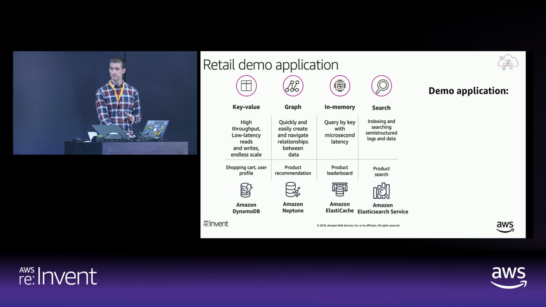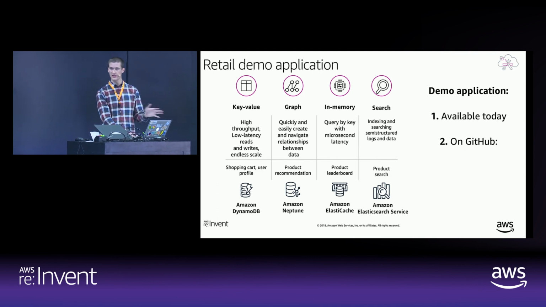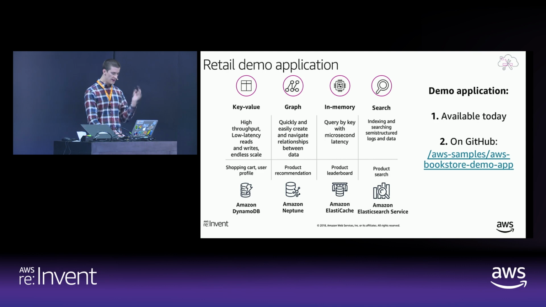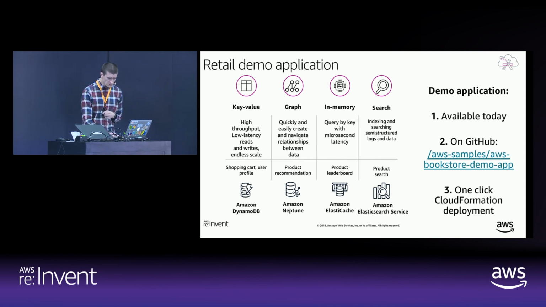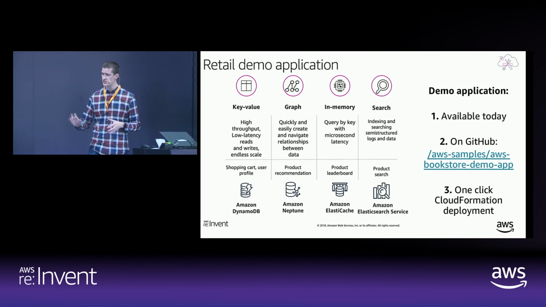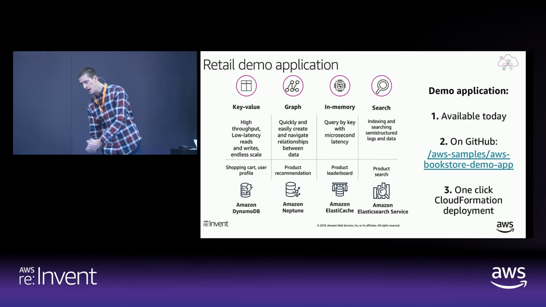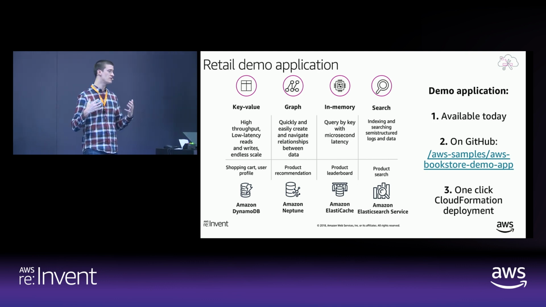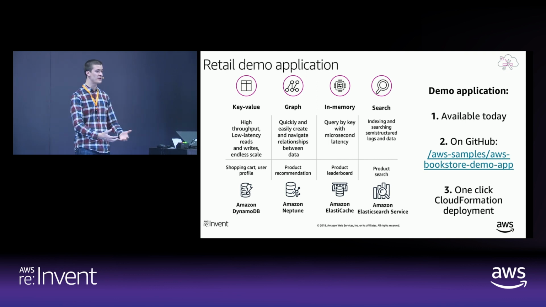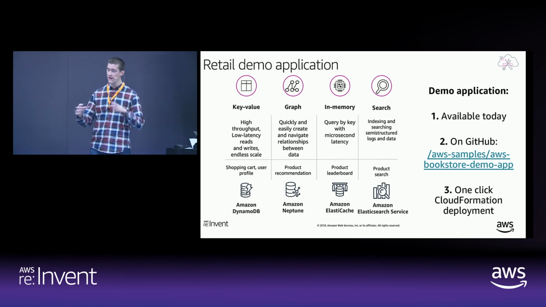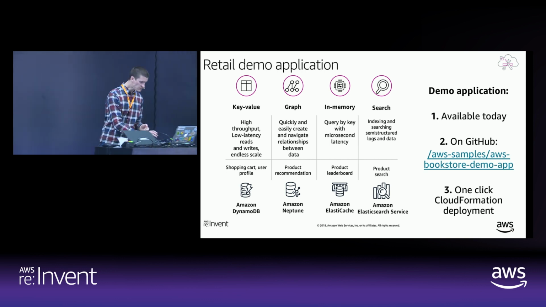But wait, there's more. The whole application that you just saw, we made available today on GitHub, open source, all the pictures, everything is available to you. AWS samples, it's under the AWS bookstore demo app repo. And we also provided a CloudFormation template, so if you want to spin up this application in your own account, it's just a one-click experience, which is really nice, and then you can kind of start querying the different databases and see how it's architected. And it's a good starting point to kind of play with these different use cases.